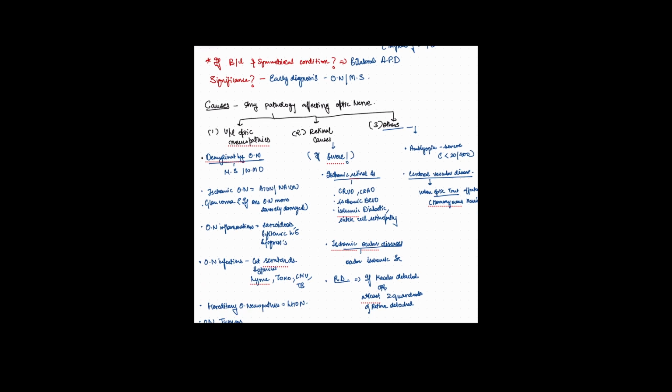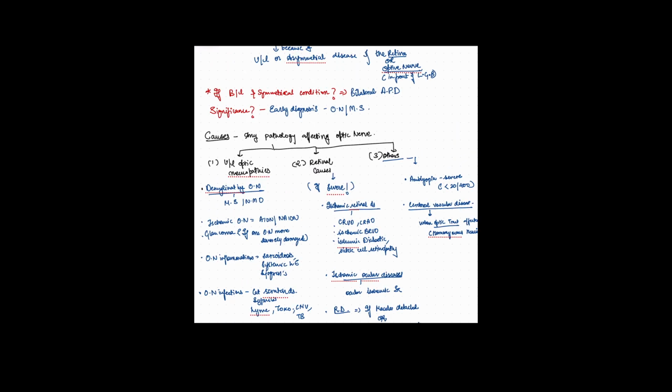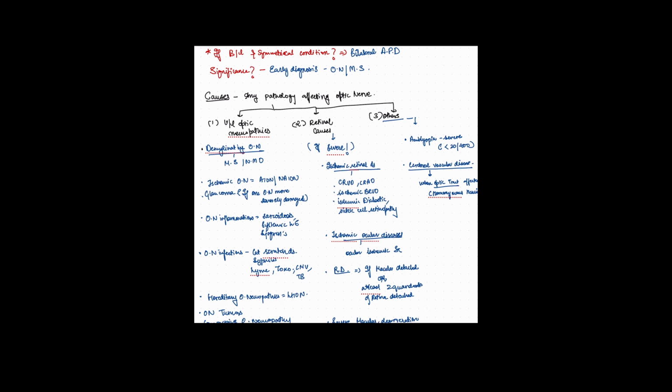To diagnose it early and treat it as early as possible. Now, what are the causes of this RAPD? Any pathology affecting the optic nerve, basically. Okay, so we can divide the causes into three parts: unilateral optic neuropathies, unilateral retinal causes, and other causes.